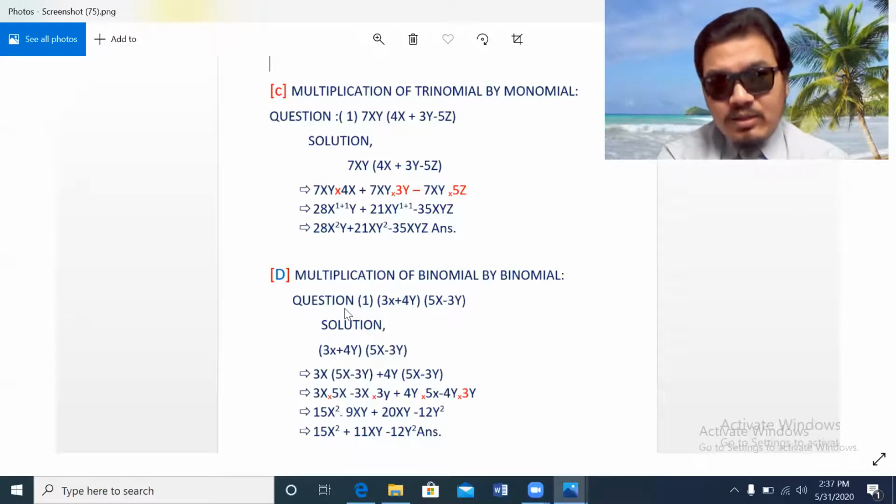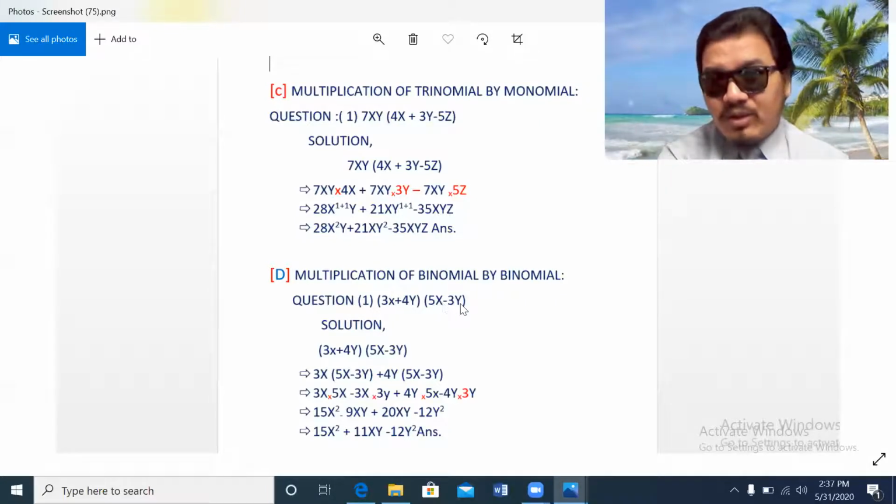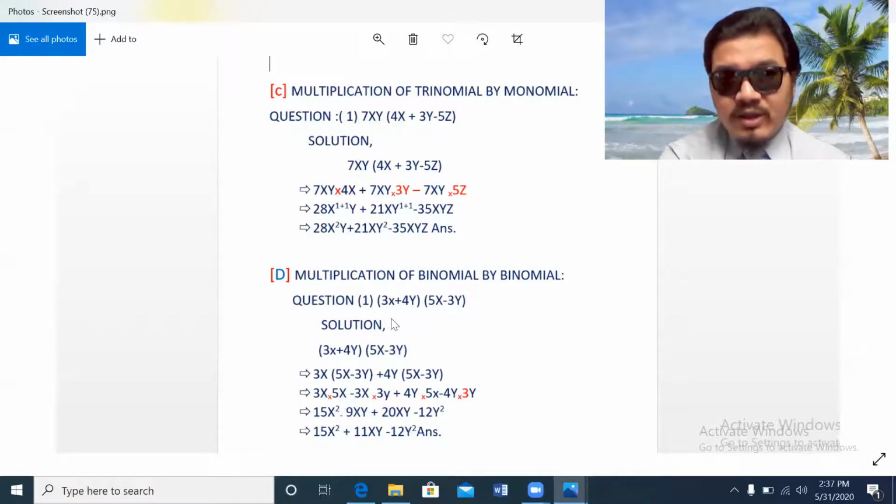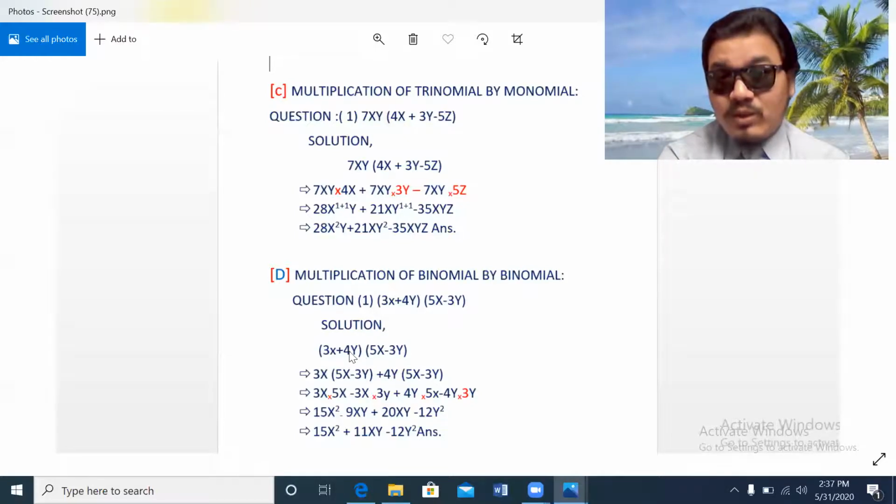Look here, this 3x plus 4y is a binomial, and 5x minus 3y is also a binomial. How to multiply them is shown below. As I told you, write solution. After solution, put the comma, and after that write the question again. Write the same question again here.